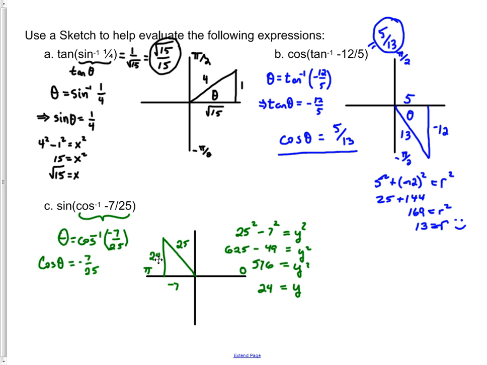And so if we're asked to find the sine of that self-same angle theta that resides in the second quadrant, the sine of that angle theta would be equal to 24/25. Therefore the answer to our question, evaluating the sine of the inverse cosine of negative 7/25, would be the ratio 24/25. And that's it. That's all we're being asked to do here.